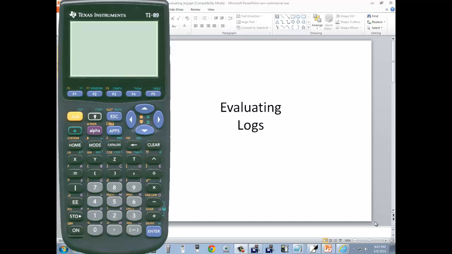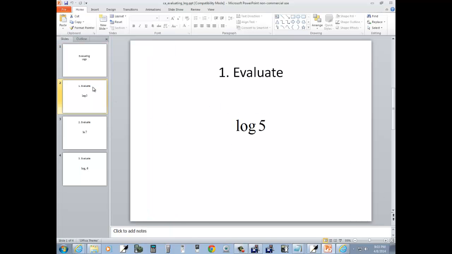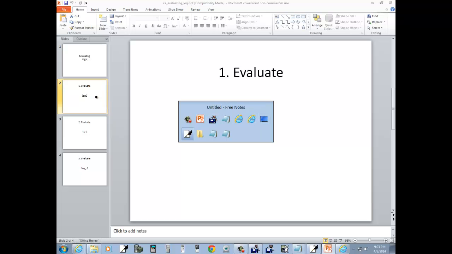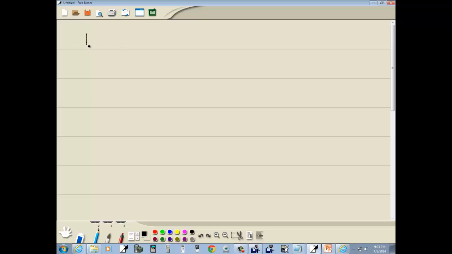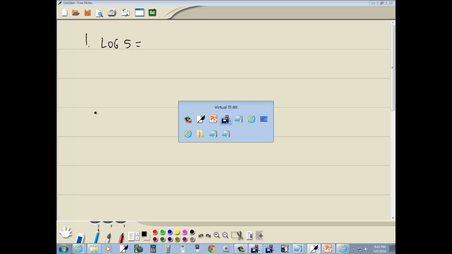Let's take a look at evaluating logs on a TI-89 graphing calculator. The first one to take a look at is log 5. Now this one doesn't have a base, so this is base 10.